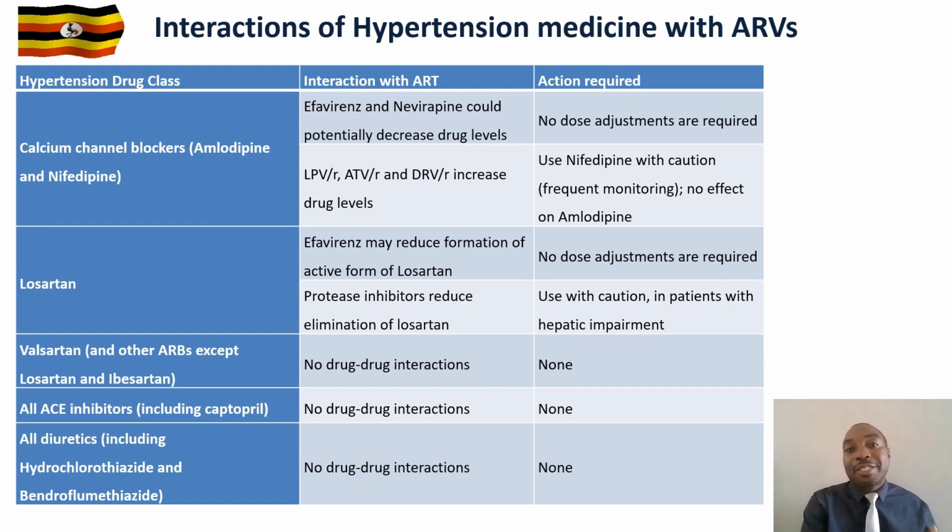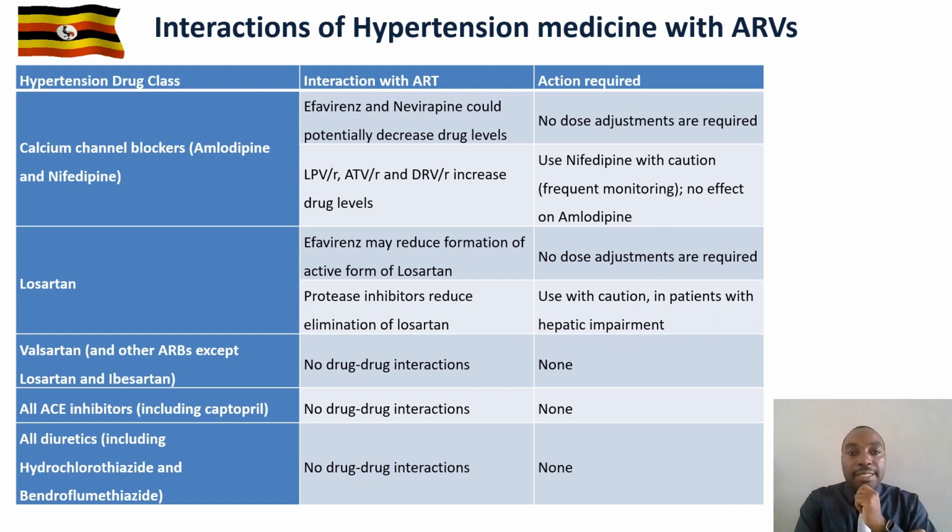Instead, they will increase plasma levels of calcium channel blockers. And in that case, we have to be very conscious with nifedipine especially. Someone can end up with very low blood pressure due to sustained high levels of nifedipine in circulation. It's not being cleared. So we need to monitor the blood pressure, especially if someone is on nifedipine and on a PI, like lopinavir, ritonavir, or boosted atazanavir.